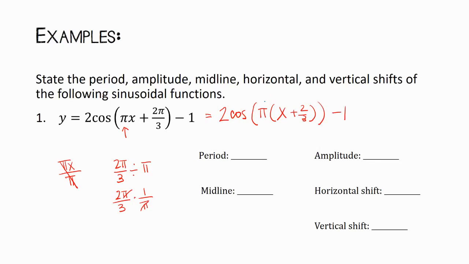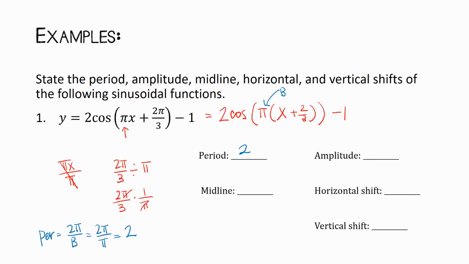So for the period, we're going to use the b value. Remember, the period is equal to 2 pi over b. So we have 2 pi over pi, and the pi's will cancel out, and we're just left with 2. So this graph has a period of 2. Now remember, your x-axis, those are your radians, so this is a measure of 2 radian units long.